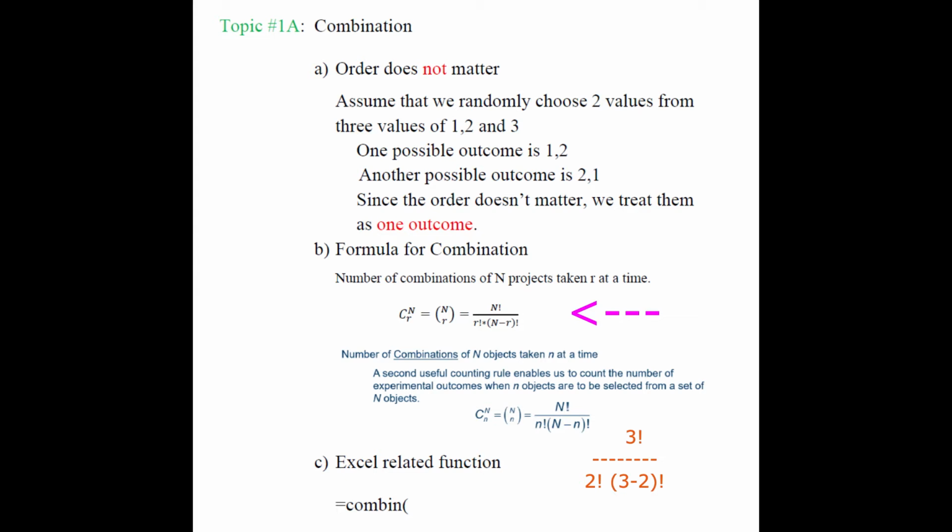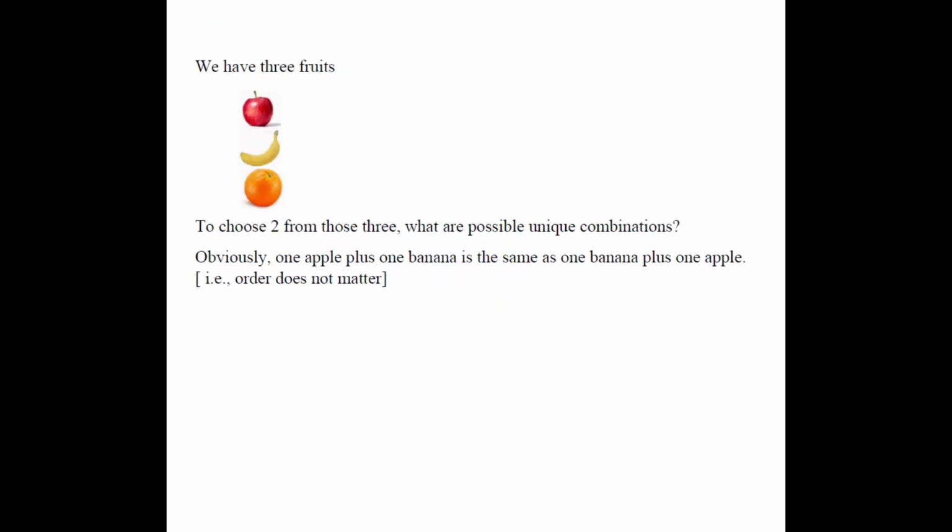Okay, I'm going to use Excel to show you. I will show you 2 methods. Apply the formula directly and apply Excel-related function. Assume we have 3 types of fruits: apple, banana, and orange. We plan to choose 2 from those 3 types of fruits. What are possible unique combinations?